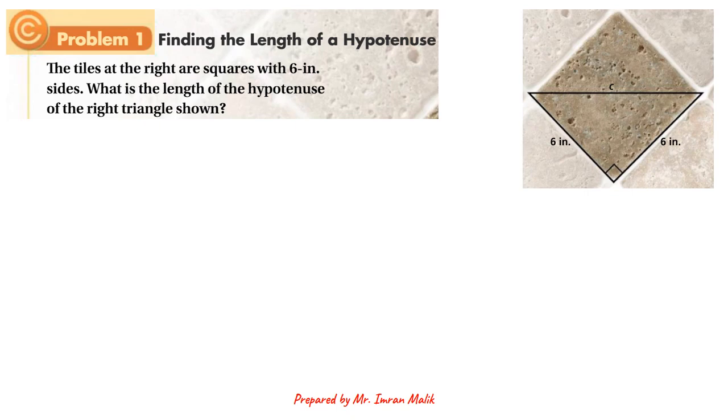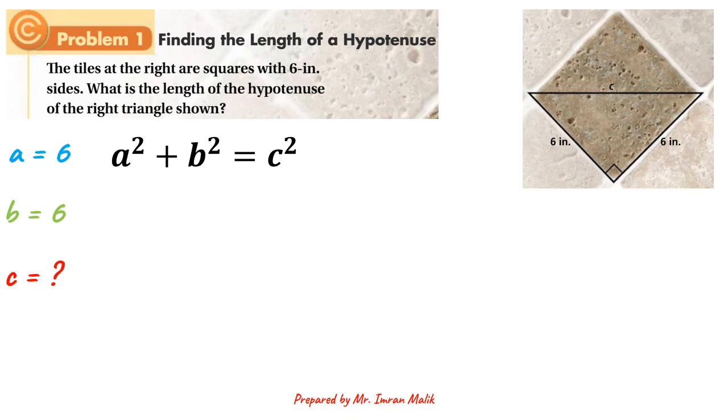We can clearly state that this triangle is a right angle triangle, which implies that we can use our Pythagorean theorem to find the length of the hypotenuse, which is opposite to the right angle. We also know from the image that the length of one leg is 6 inches and the length of the other leg is also 6 inches. So we can say as follows. The value of A is equal to 6. The value of B is also equal to 6. And the value of C is the one which we are looking for.